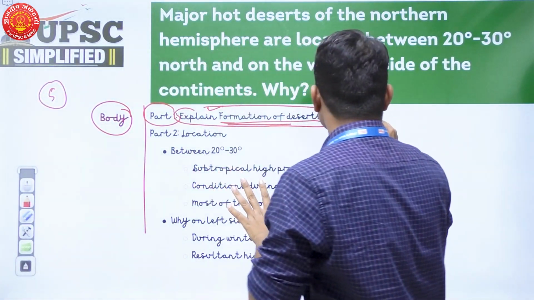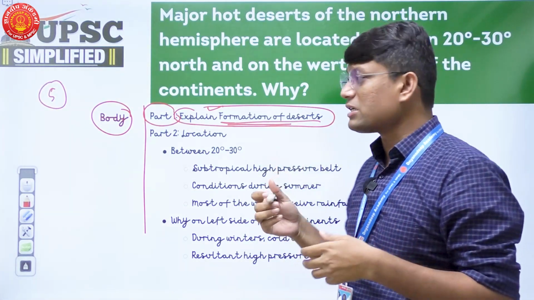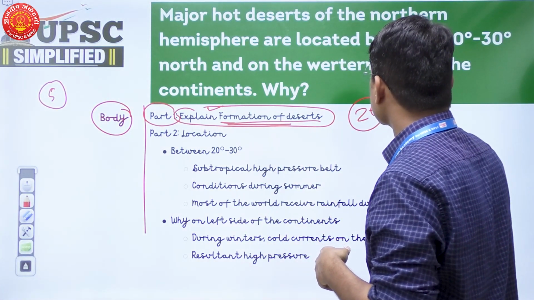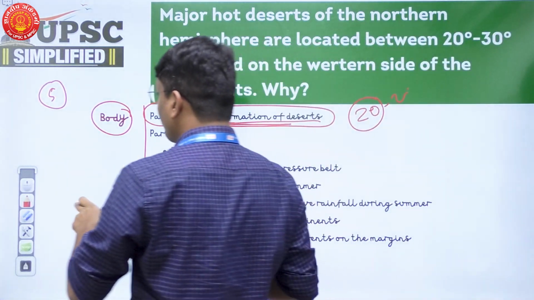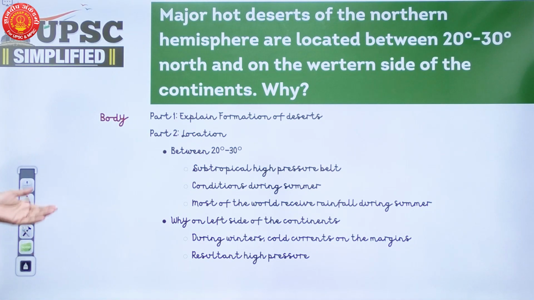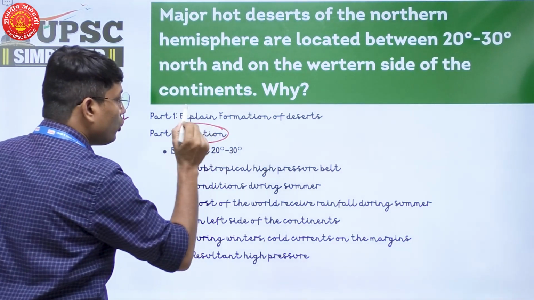For this particular question, let's say I am writing it in 150 words, I would not spend more than 20 or 25 words for the formation of desert. Mention it very crisp and clear. Now the later part is about the location of desert.